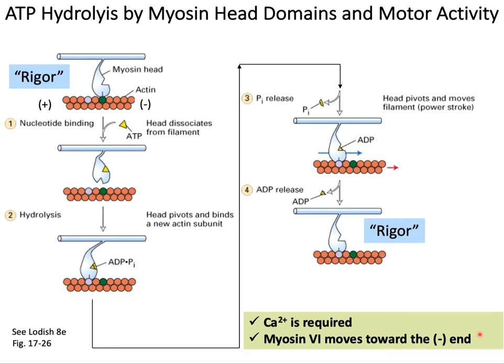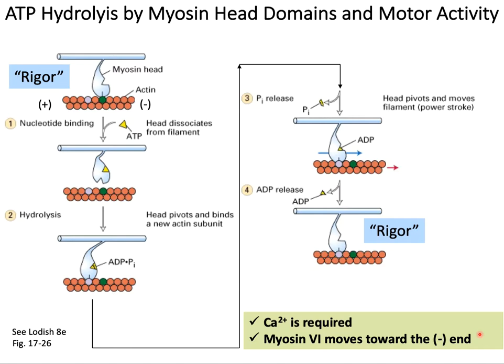So there are 2 points that I want to make about this. The first, I want to reiterate that calcium is required. Many of the light chains that are associated with myosin are calcium binding proteins, and the binding of calcium is needed in order for this myosin to function, although that is not shown here on this diagram. The other point I want to make is that all of the myosins tested so far, all of them move towards the plus end of the actin except myosin 6.